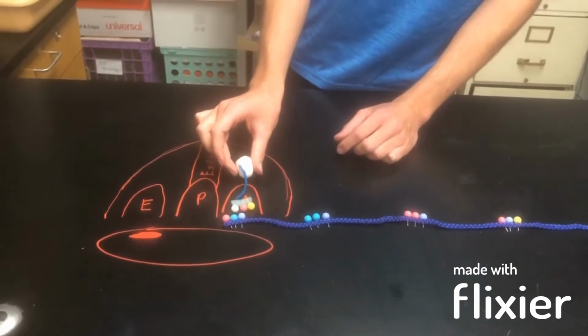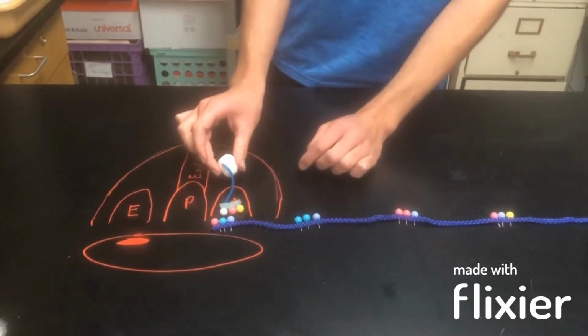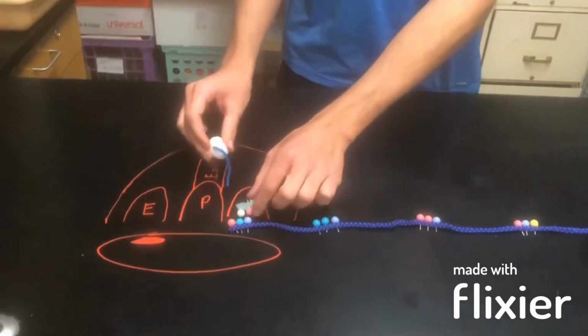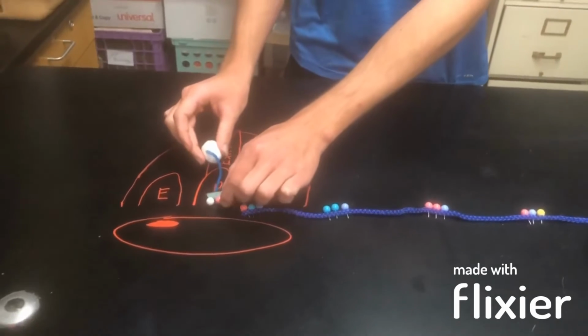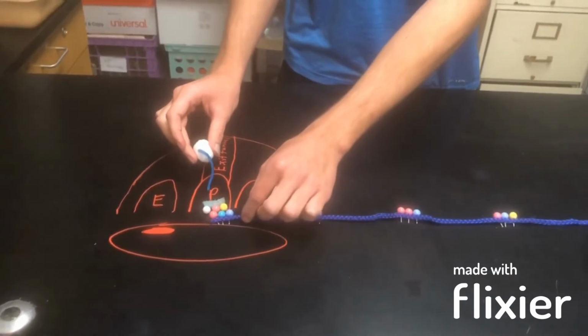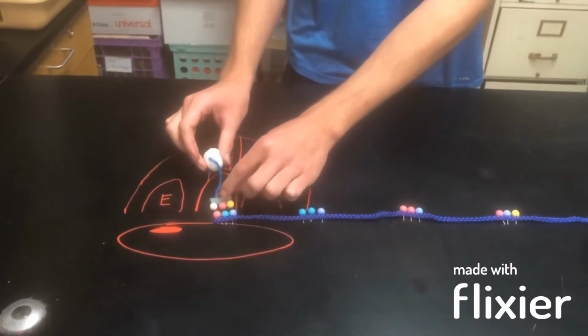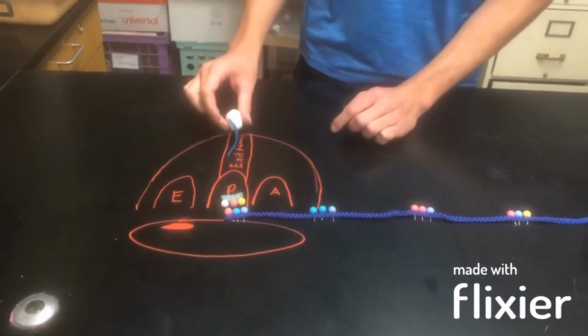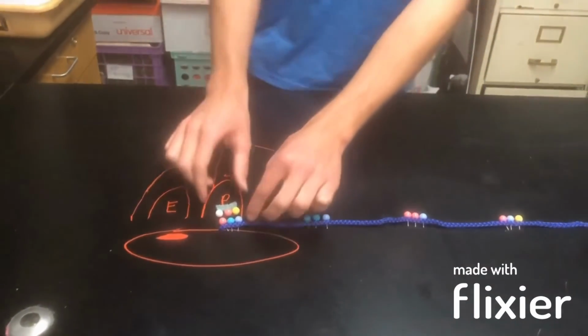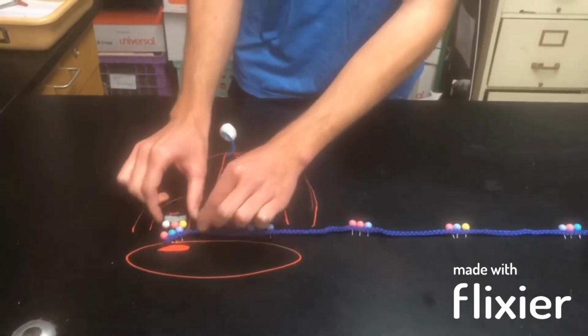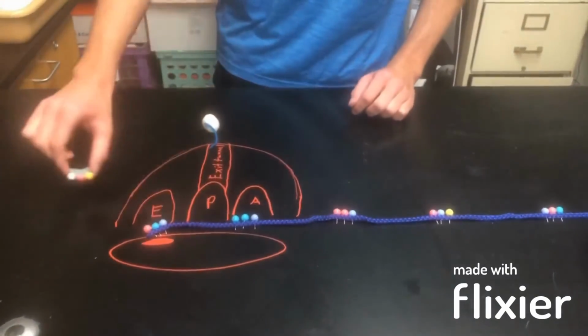The peptidyl tRNA binding site, or P site, holds the tRNA that's attached to the growing polypeptide chain that will leave through the exit tunnel. Finally, we have the E site, or exit site, where the tRNA leaves the ribosome.